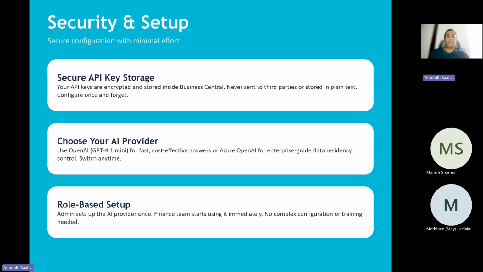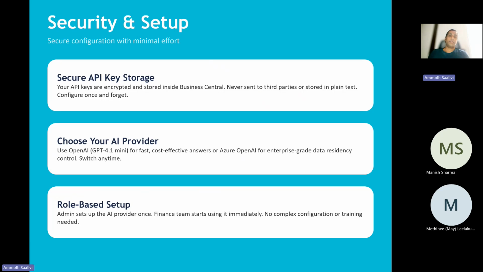Security and setup: as I said earlier, there is secure API key storage. It is completely encrypted and stored inside Business Central. So it is never sent to third parties or stored in plain text. You just need to configure it once and forget it. There is no table behind the scenes, no database for this particular part. It is completely stored in an isolated part only.